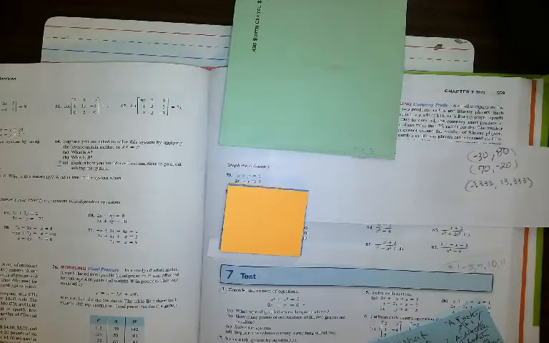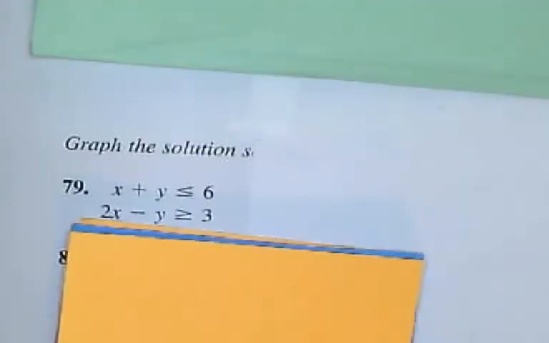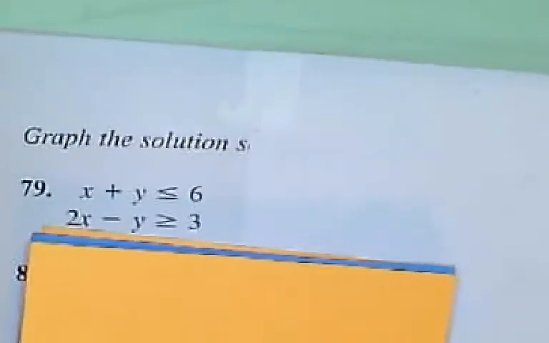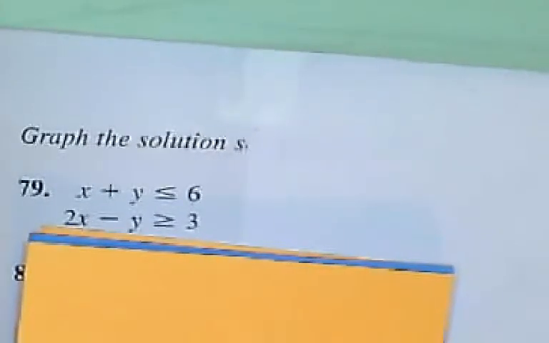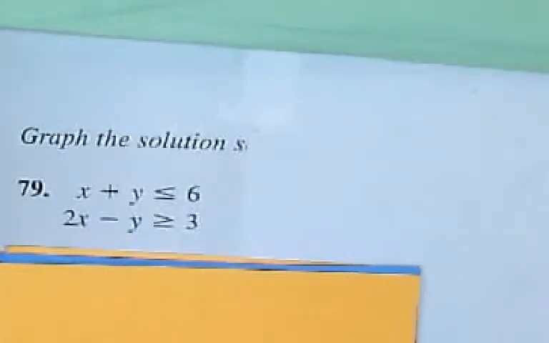Okay, we're going to be graphing inequalities and finding intersections and doing all that good stuff. Okay, so let's look at this one. What we have is two lines. We're shading underneath one line and above the other line.